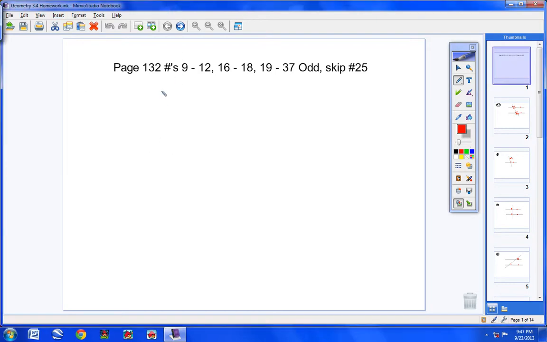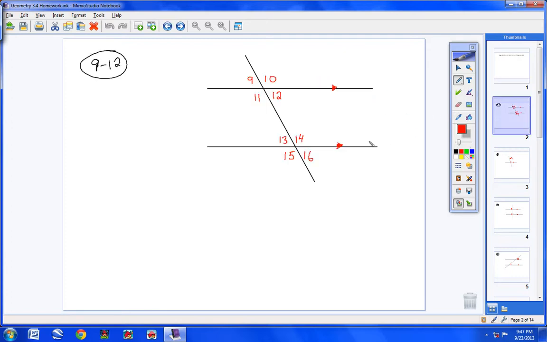So here we go, page 132, 9 through 12, 16 through 18, 19 through 37 odd, skipping number 25. Okay, if you'll look in your book, we're going to start off with numbers 9 through 12, and here's the diagram they give you. And let's go ahead and take a look at what the directions say. What postulate or theorem justifies the statement? Now, I know you're saying, well, we didn't really learn these as postulates or theorems, and I understand that. However, you can still write out an abbreviation of what principle we're talking about.